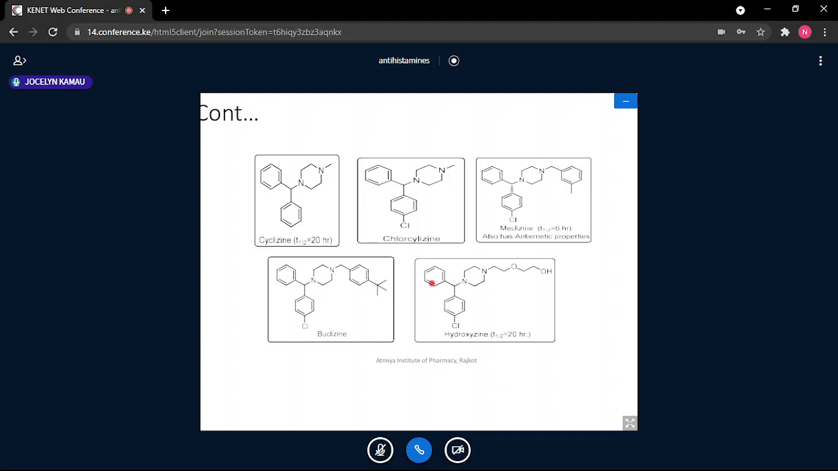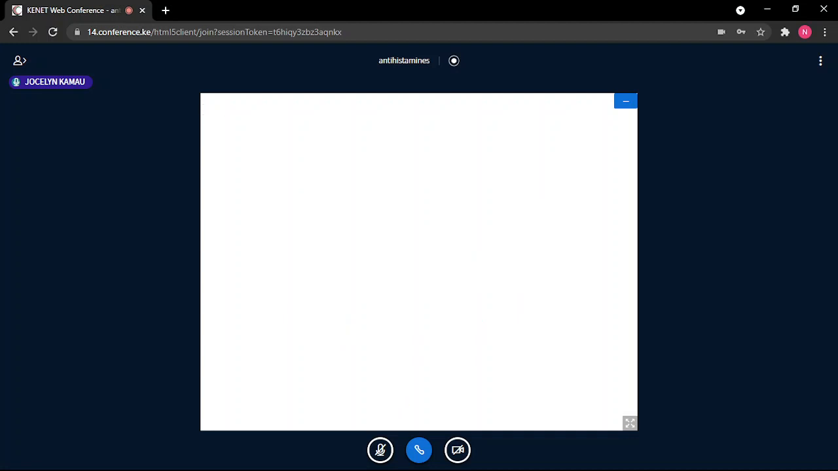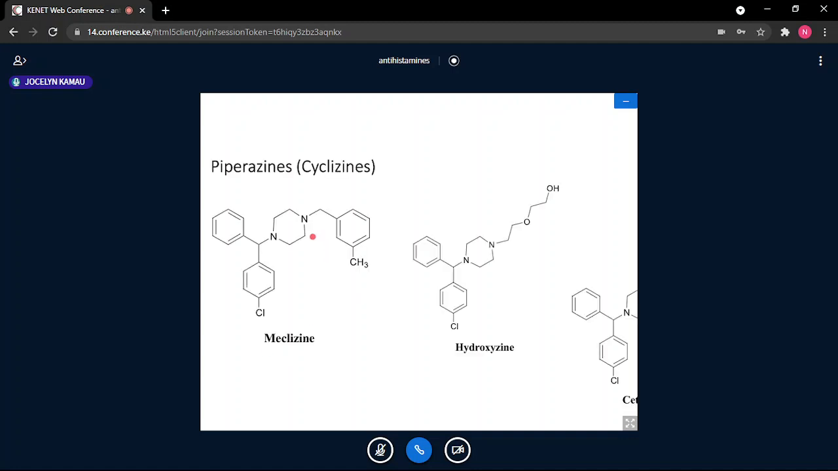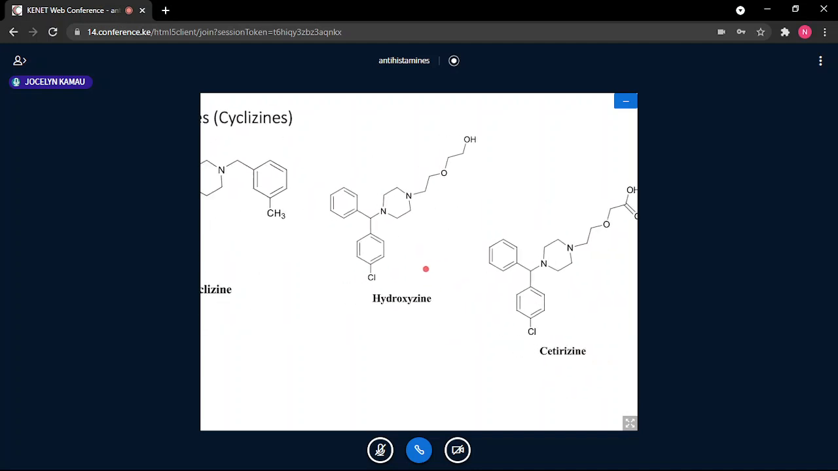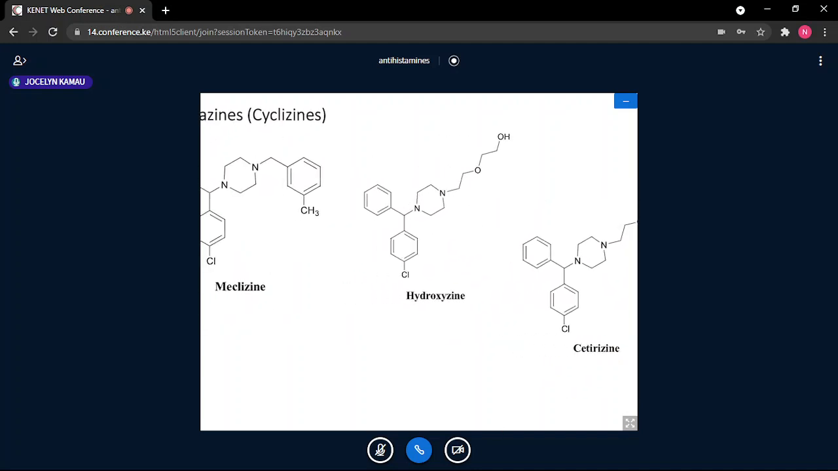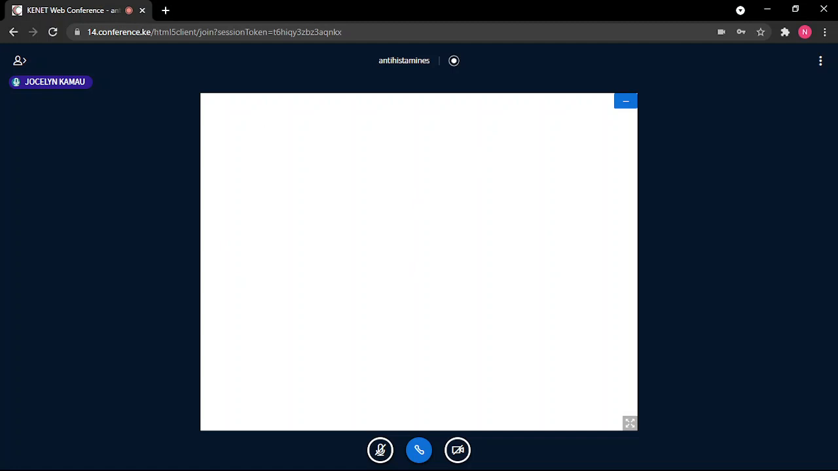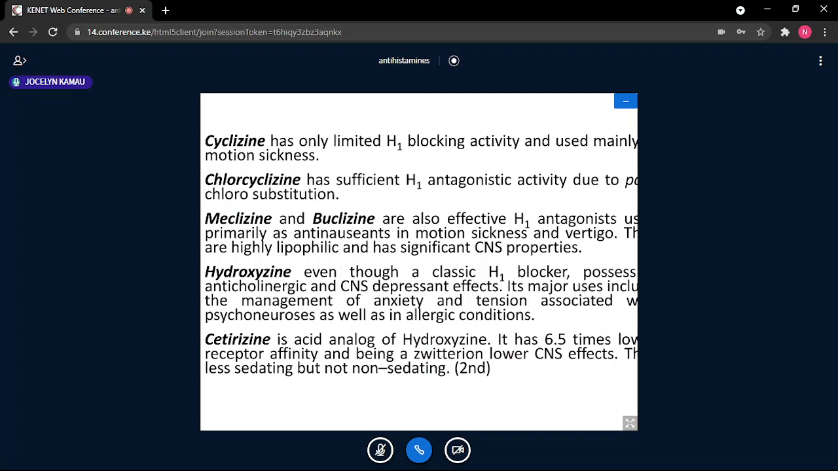So these are just the structures again. That is cyclizine, chlorcyclizine, meclizine, as we had done, hydroxyzine, buclizine. So that is just the structures drawn out. Piperazines, again, the same thing, meclizine, you can see that, hydroxyzine. So those are the same structures that we have drawn out again. Nothing different there. I think they have been drawn many times. Then we can note something about these drugs.